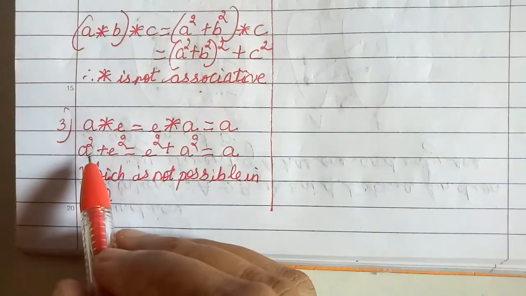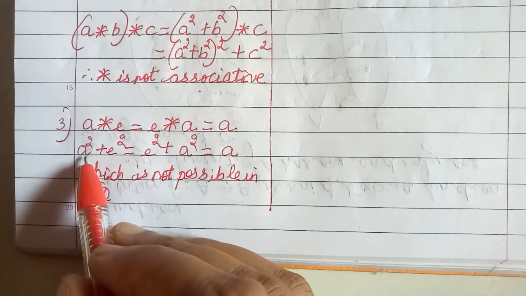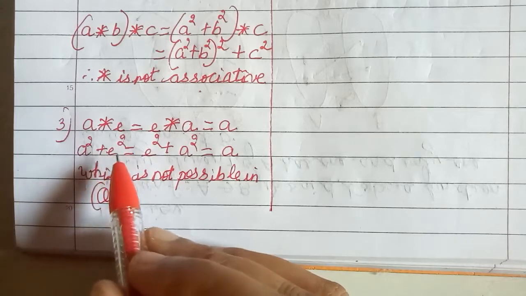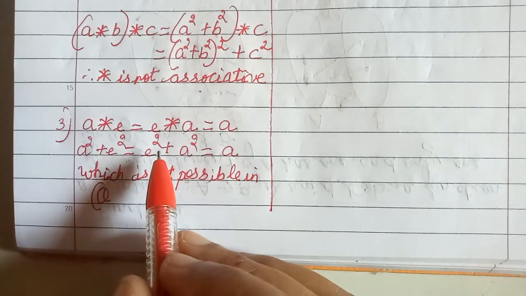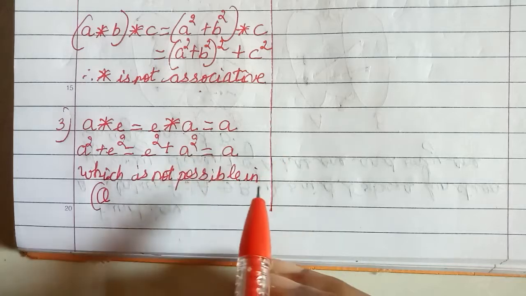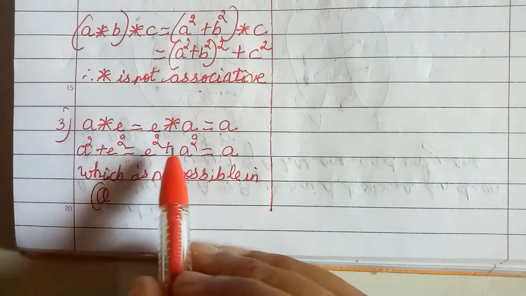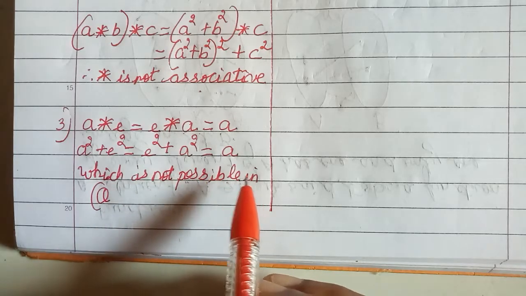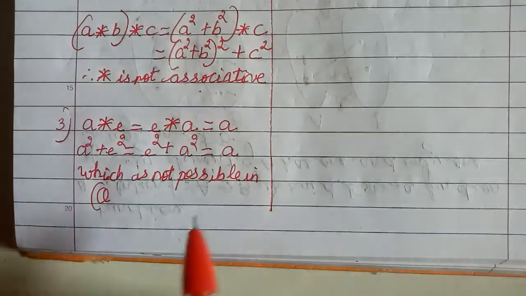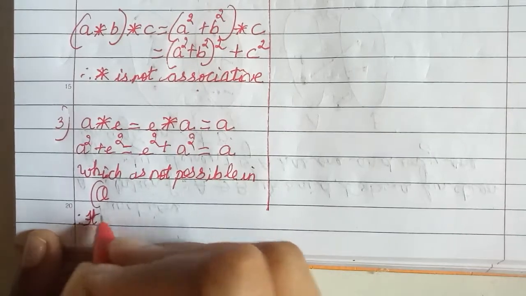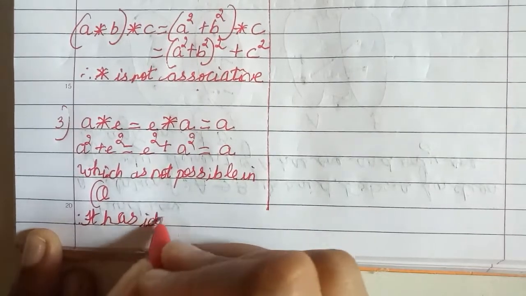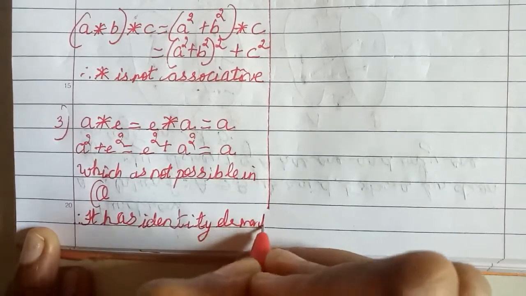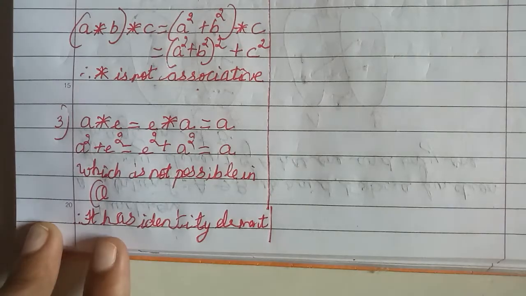Why am I saying so confidently, children? If I take my A as 1, and my E as 0, what will happen? 1 square plus 0 square is 1, and A is again 1, so it is true. But will 3 square plus 0 square give you 3? No, 3 square plus 0 square will be 9. It will not be your 3. That's why it is not possible in Q. Therefore, it has no identity element. What has no identity element? The binary operation has no identity element. Therefore, you need not find the inverse.